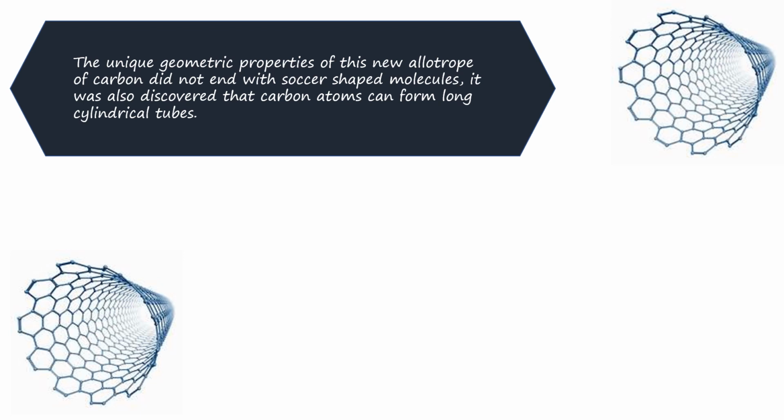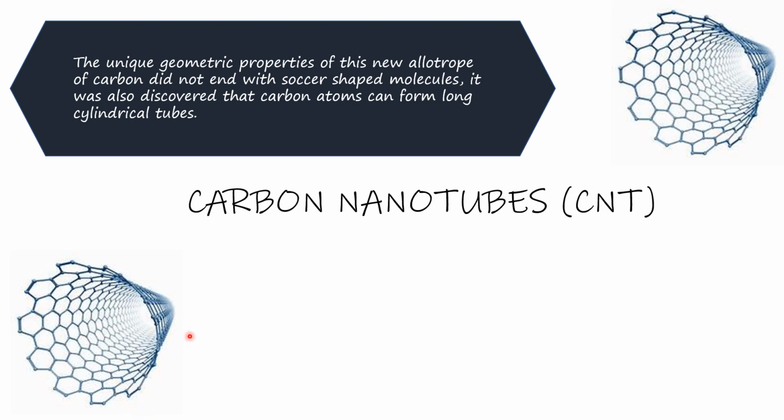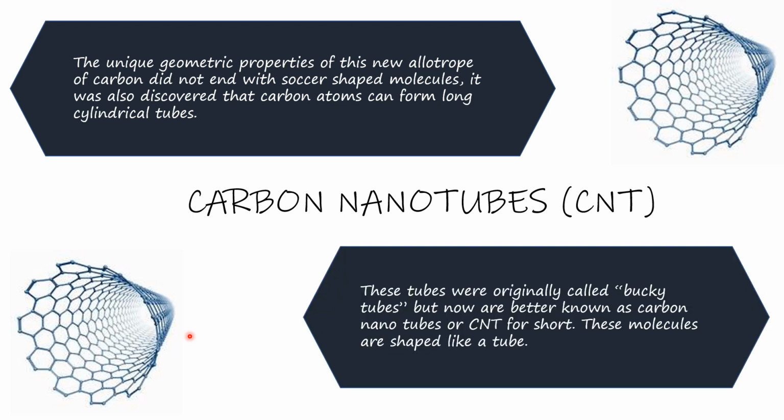So these newly observed structures are a new allotrope of carbon which did not just end up with the soccer-shaped molecules, these also formed long cylindrical tubes. So it was named carbon nanotubes. These tubes were originally called Bucky tubes and are now known as carbon nanotubes, and in short people say CNT. So these are like a tube-shaped form.